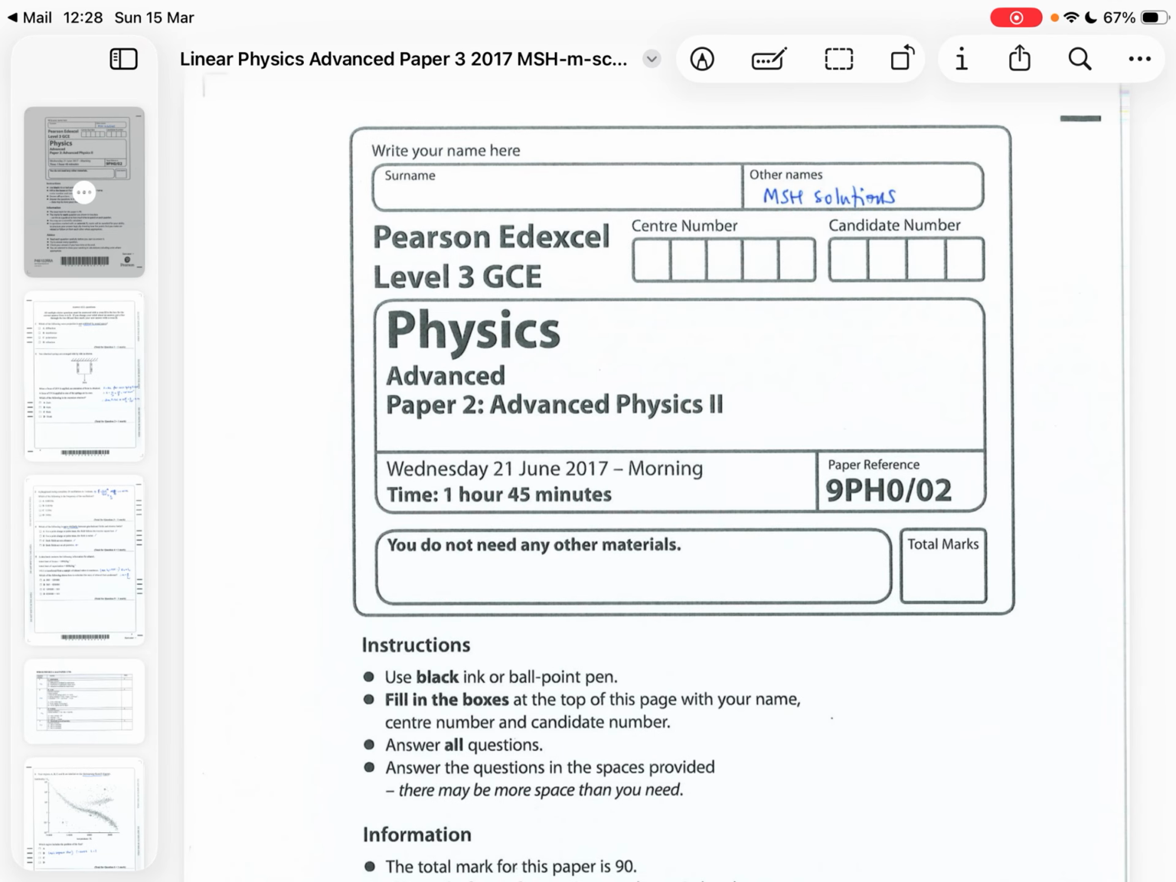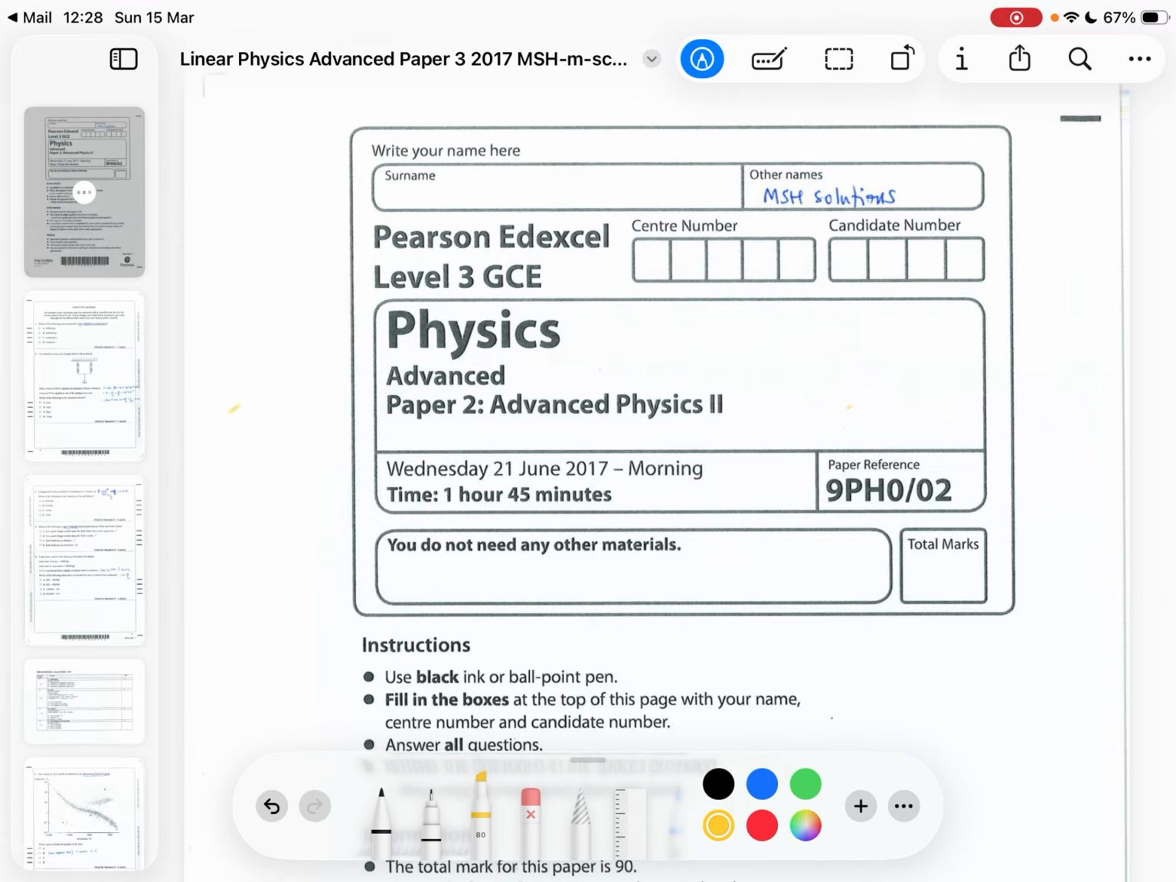Okay, today I'm going to go through this Pearson Edexcel linear physics exam for A-level Advanced Physics 2. Now this is equivalent in content for year 13 to the IAL students doing their Unit 5. Okay, so the theory covers Unit 5. So year 13, Unit 5.